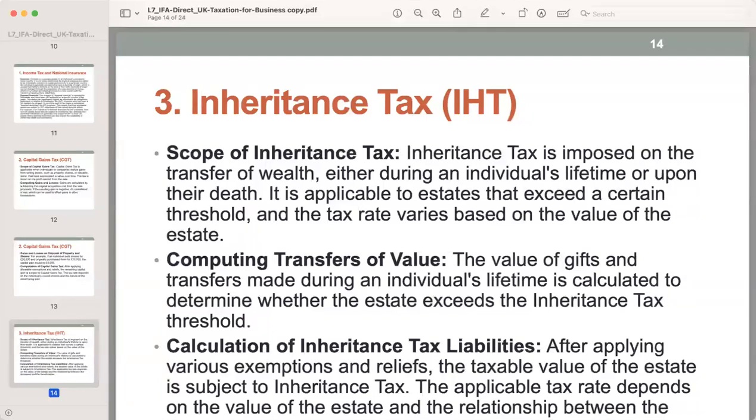Inheritance tax. Can anybody tell me about inheritance tax, if anyone is there?